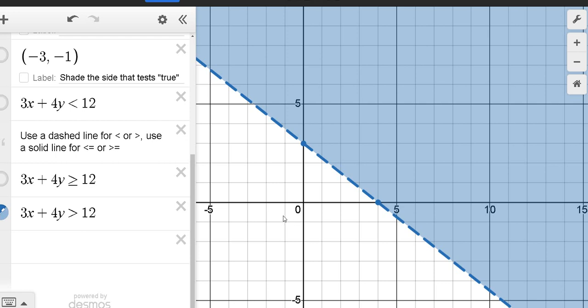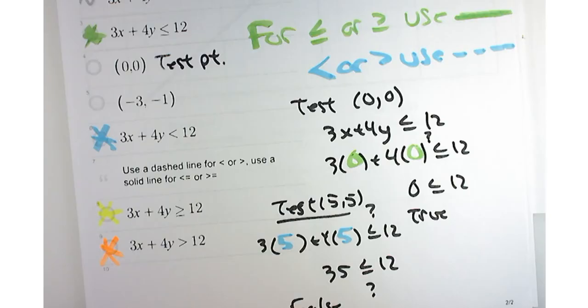And that's it. So what I'm trying to review for you here is just kind of quickly looking at what happens when you have a less than or equal to versus a less than, or greater than or equal to versus a greater than. But either way, you're going to shade just one side of the line or the other.